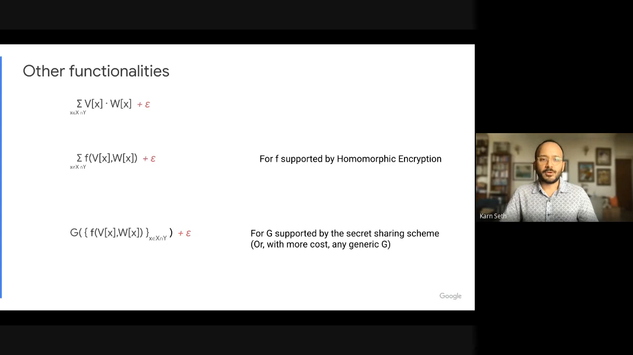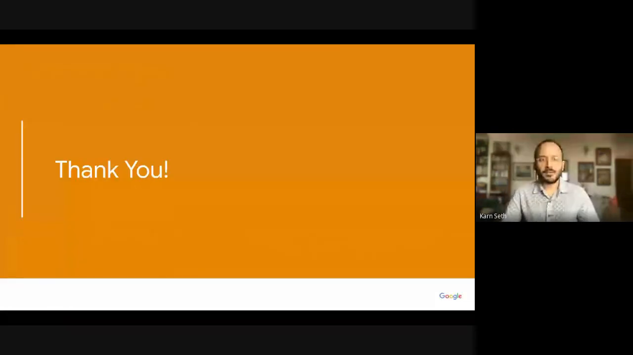And furthermore, instead of just doing sums, so here we had the sum of values f of the two values associated with x, we could do any computation g over these values, where g is anything supported by a secret sharing scheme. And in particular, over secret shares, you can compute any function using a generic MPC protocol. So in fact, we can do any g if we wanted.